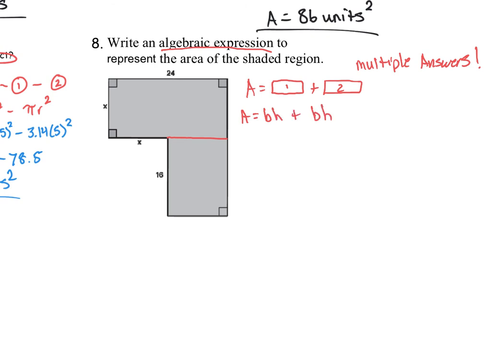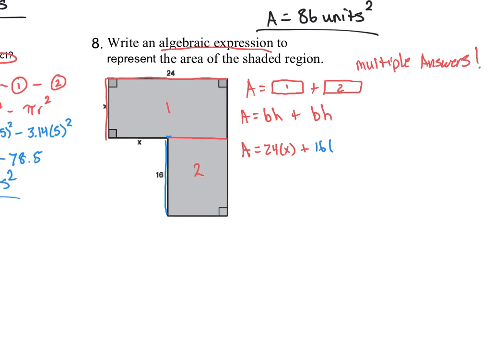Well, let's look at this first one. I'm going to look at this one first, rectangle 1. This will be rectangle 2. The base is 24, and the height is x. So this will be 24 times x plus, I'll use blue for the second rectangle. We've got a height of 16, and we've got a base.